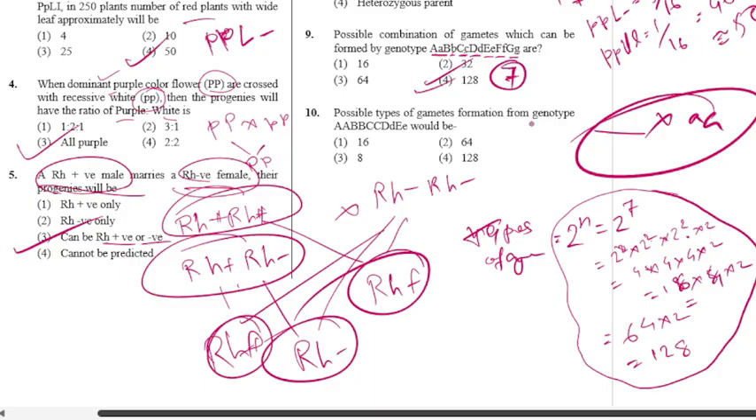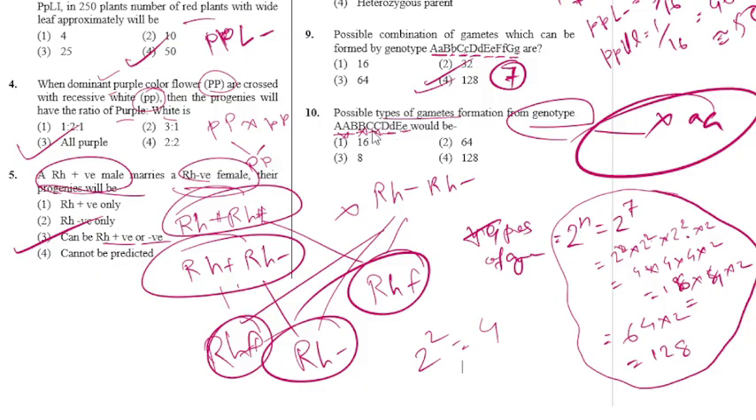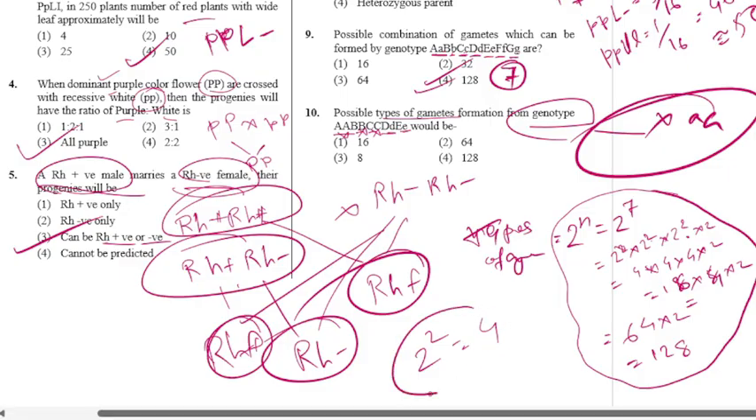So let's have another question on the number of gametes formed from this genotype. Let's count again. This is homozygous, homozygous, homozygous, which couldn't be counted. So capital D small d is heterozygous, capital E small e is heterozygous. So 2 to the power 2 is 4. The answer will be 4, but this answer is not given here.